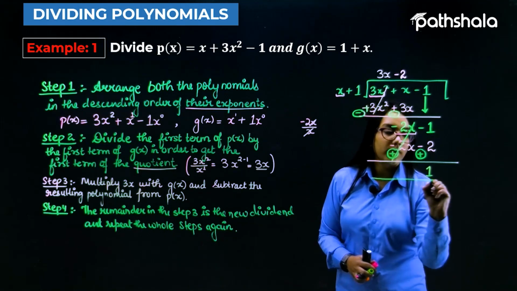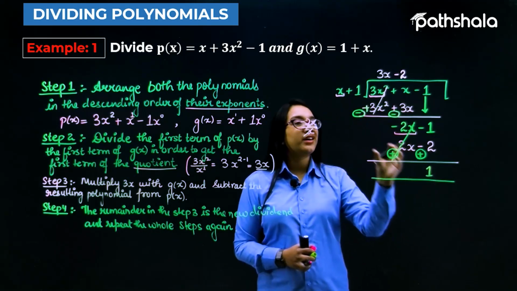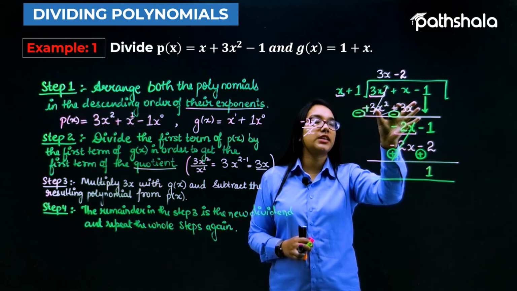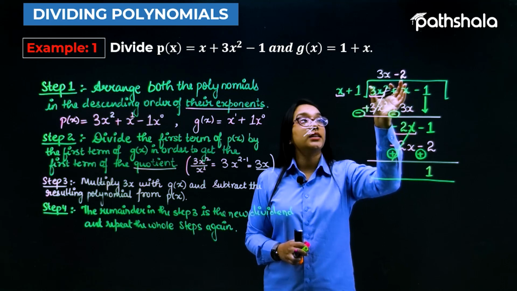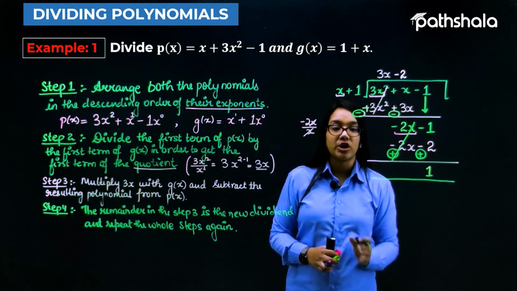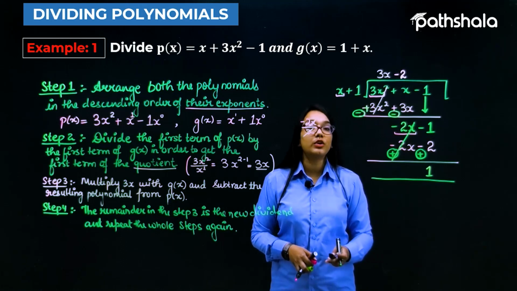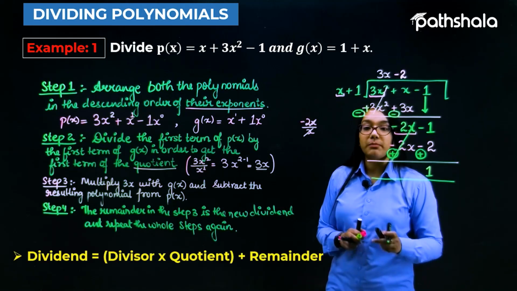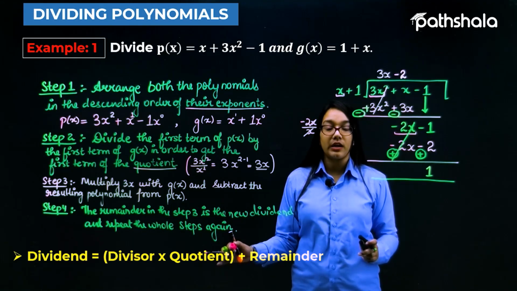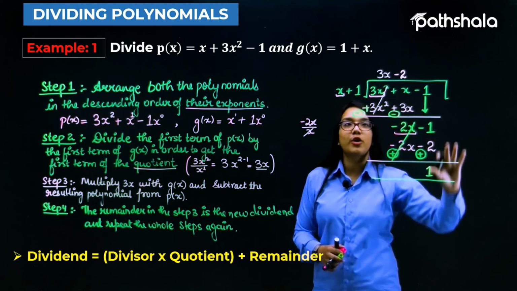So at the end we are getting the remainder as nothing but 1, which is our remainder, and this is nothing but our divisor, and this 3x square plus x minus 1 is nothing but our dividend, and 3x minus 2 is nothing but our quotient. So we can write this whole formation in a very special form, as we know that dividend is always equal to divisor into quotient plus remainder. This is the general representation, as we know that dividend can always be written as divisor into quotient plus remainder.